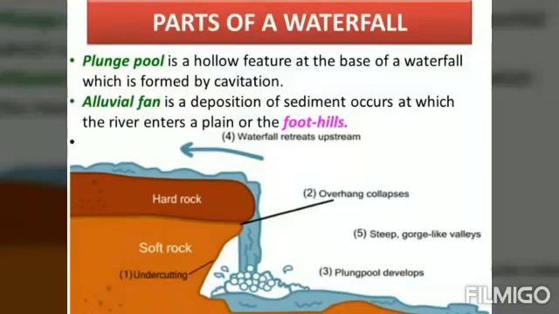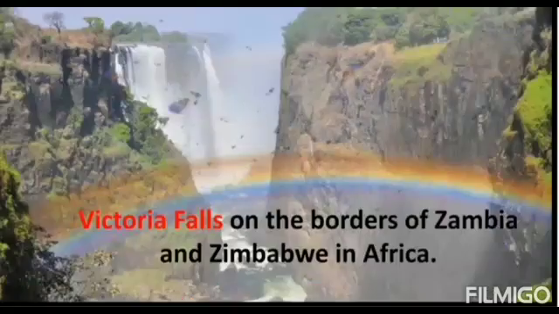Parts of a waterfall. Plunge pool is a hollow feature at the base of a waterfall which is formed by cavitation. Alluvial fan is the deposition of sediment that occurs where the river enters a plain or foothills. Example, Victoria Falls on the borders of Zambia and Zimbabwe in Africa.